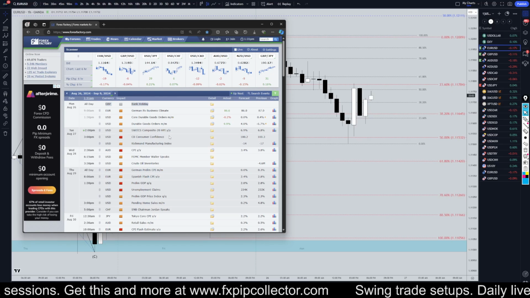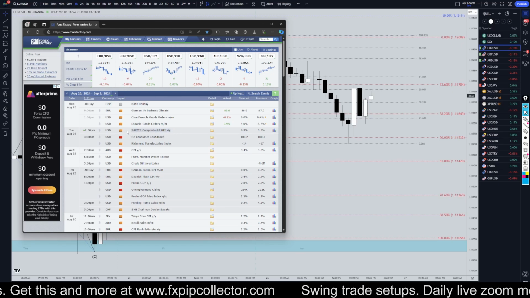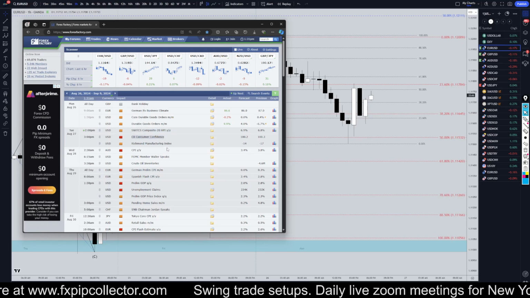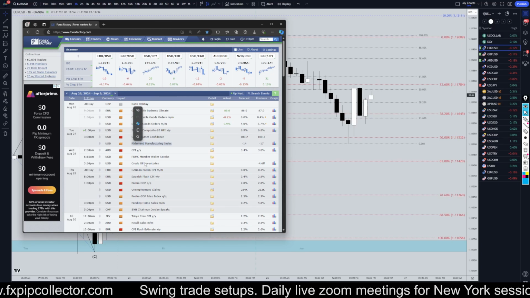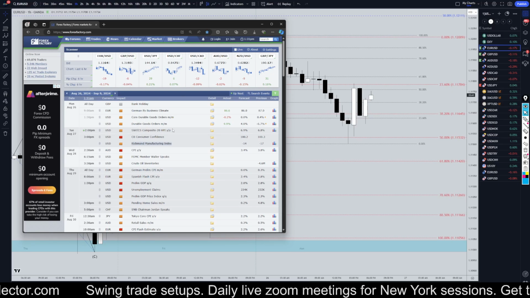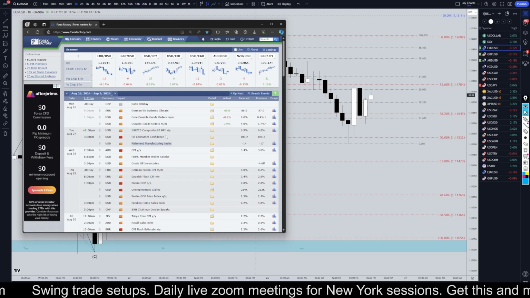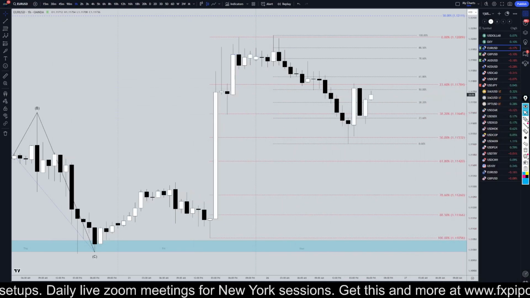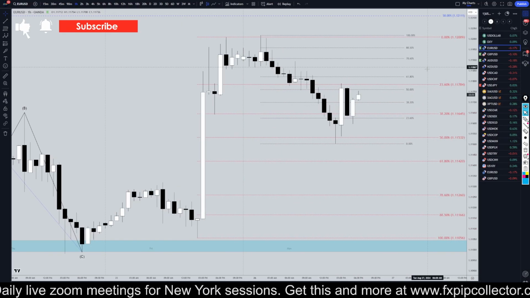Tomorrow, there's a few things to watch out for. We got this housing news, probably not a big deal, but we do have consumer confidence tomorrow and manufacturing index tomorrow for the US. Definitely keep an eye on those news events, especially the consumer confidence, which comes out at the same time as manufacturing anyway, so definitely keep an eye out for that. That should be a pretty decent one.